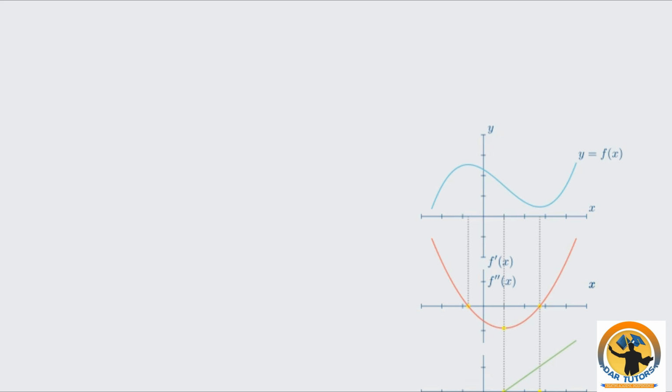This process reinforces the fundamental connections between a function's shape and the signs of its derivatives. Let's work through a concrete example. We will sketch the graphs of f prime of x and f double prime of x for the function f of x equals x squared minus 2x minus 8. Our objective is to apply the principles we just discussed to a specific quadratic function.